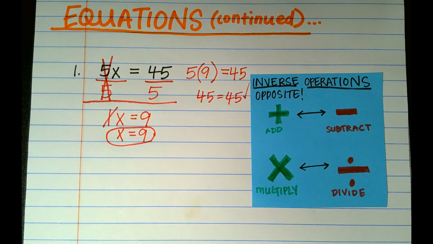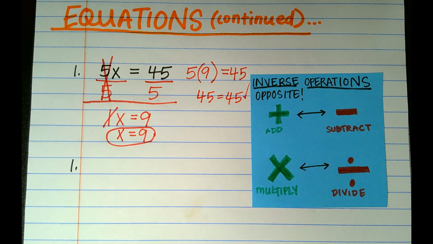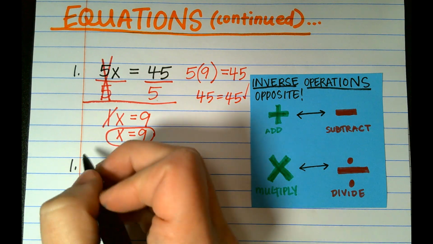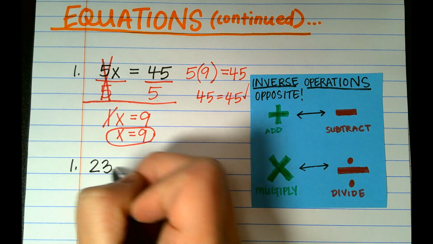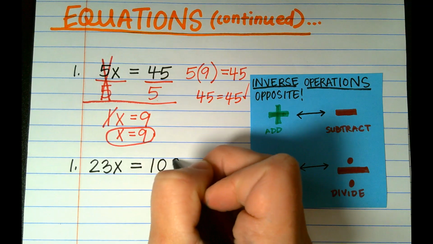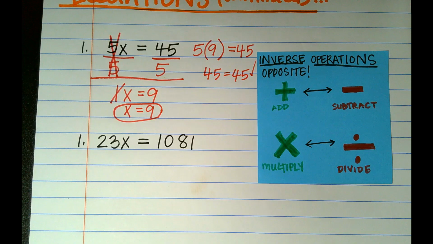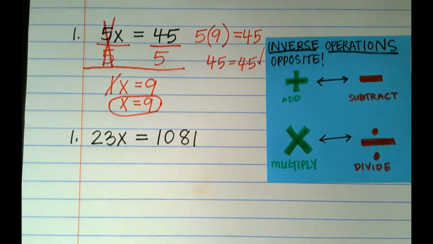Okay, let's do another one like that. Let me do one with big numbers. 23x equals 1081. Don't let the big numbers scare you. You're doing the same thing. Exact same thing we just did.